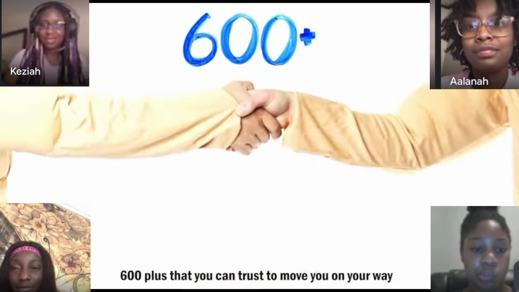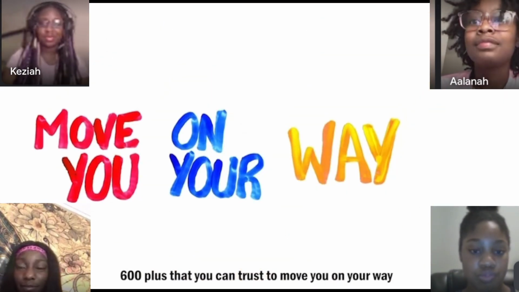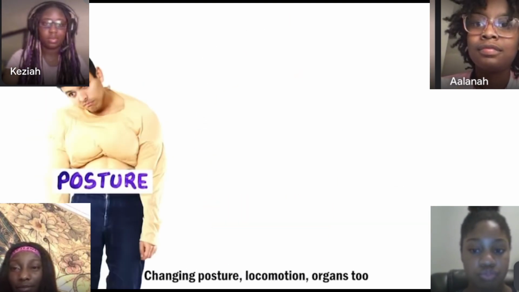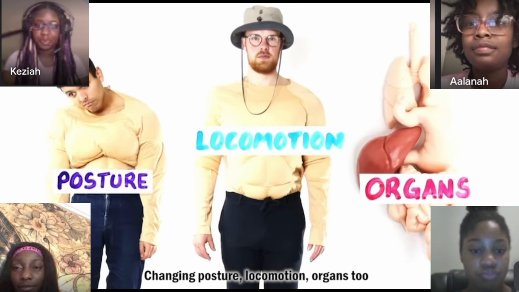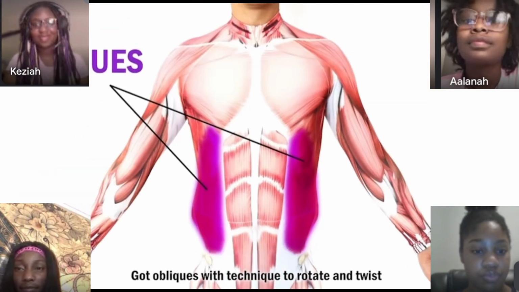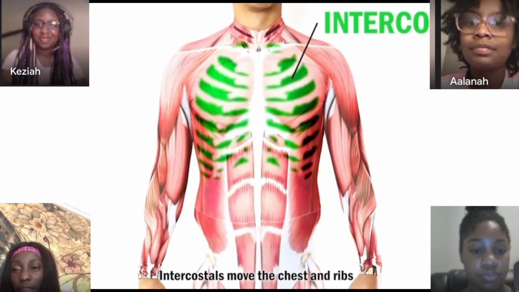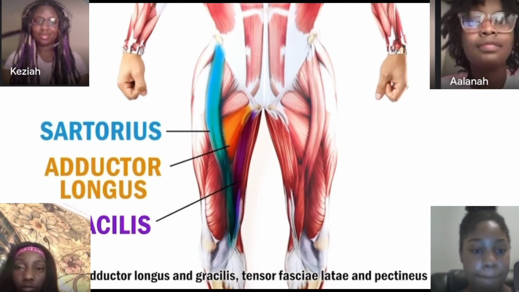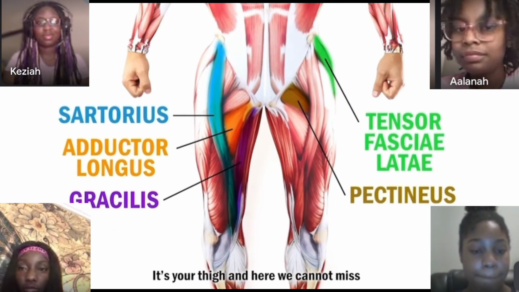600 plus that you can trust to move you on your way. Smooth, cardiac and skeletal, soft tissue, changing posture, locomotion, organs too. Give me abs, can't resist, rectus abdominis, tendinous inscriptions for some definition. Got obliques with technique to rotate and twist, intercostals from the chest and ribs. The longest muscle is the sartorius, adductor longus and gracilis, tensor fasciae latae, and pectineus. It's your thigh, here we cannot miss.